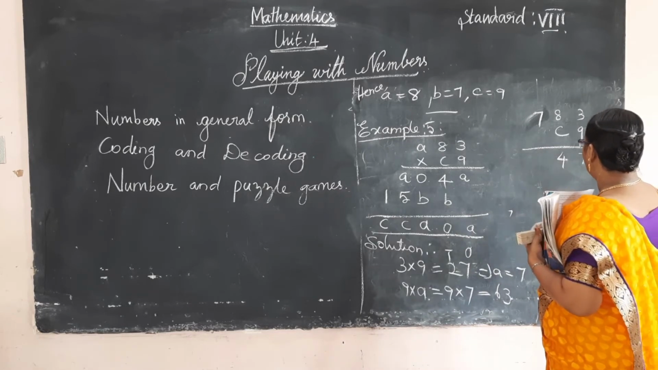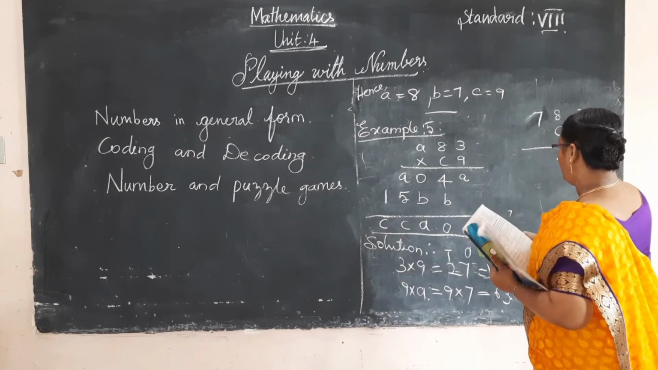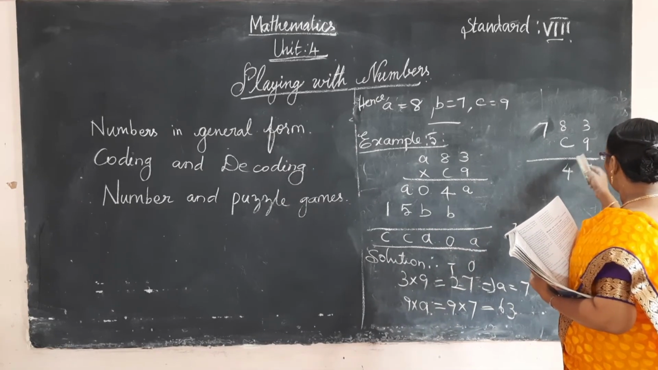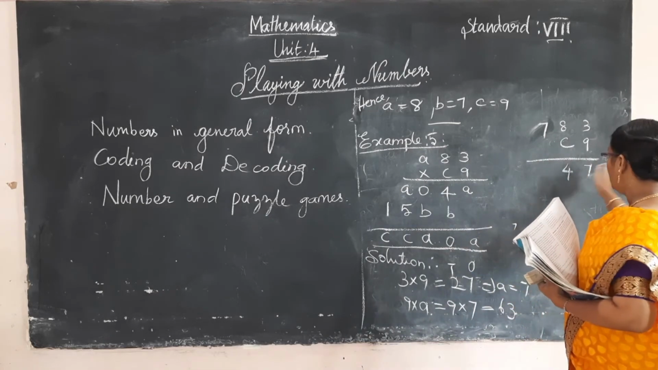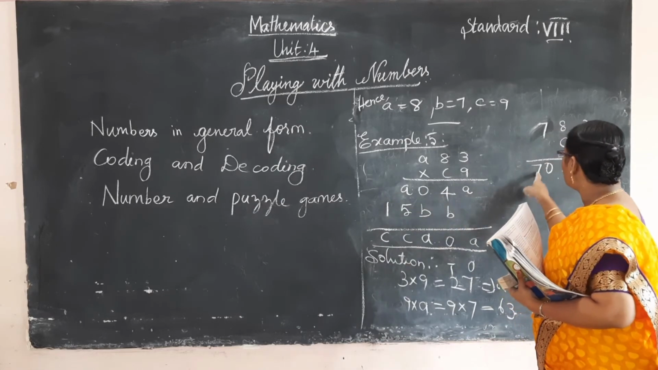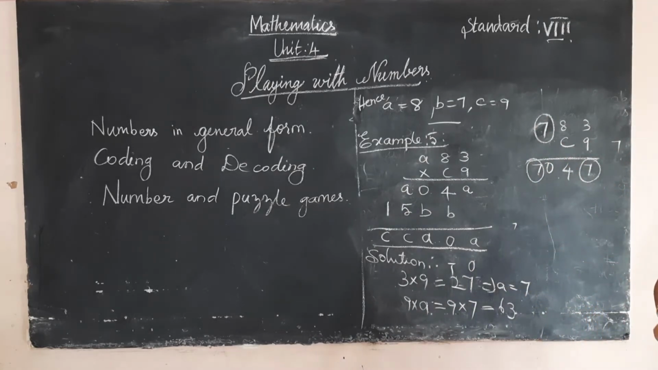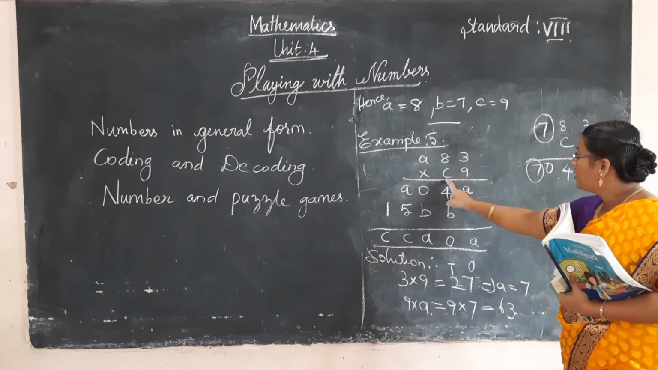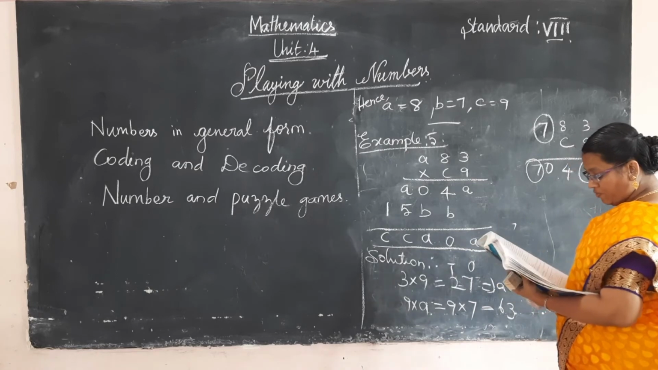Okay, and then next one, 9 7s are 63. 63 plus 7 is 70. We get this A value was 7, 7. Circle all the A values. Next we have to find out the B value. So multiply 3 into C. 3 C, we have to find out the C value, no.